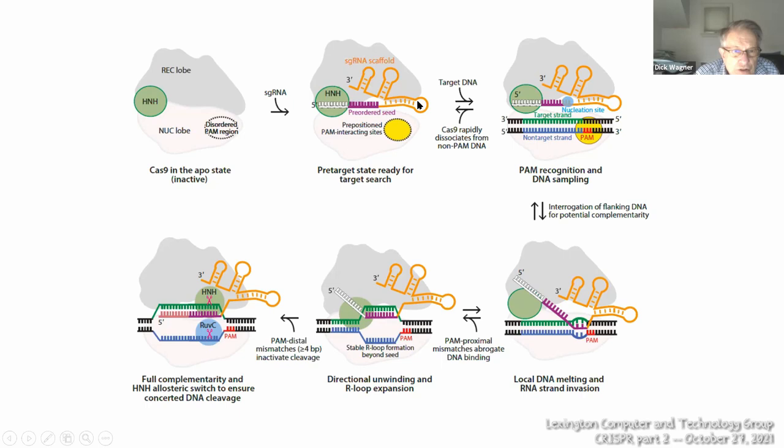Now, the PAM system is now being formed because we have this in here. So now this is being formed. The PAM system now looks for the target. The target is shown here, double-stranded sequence. This is the target strand.